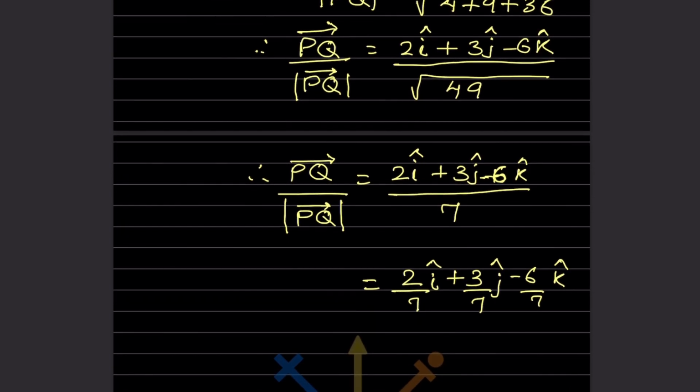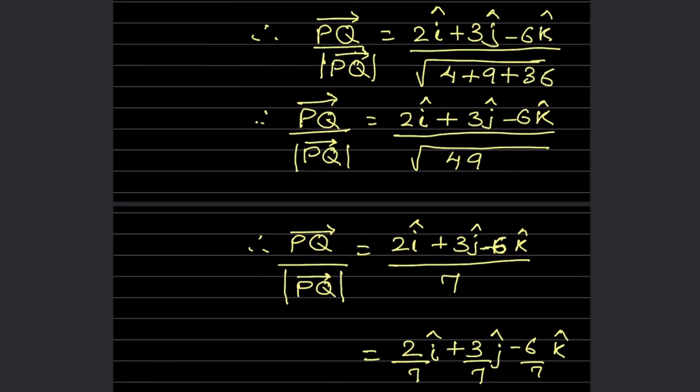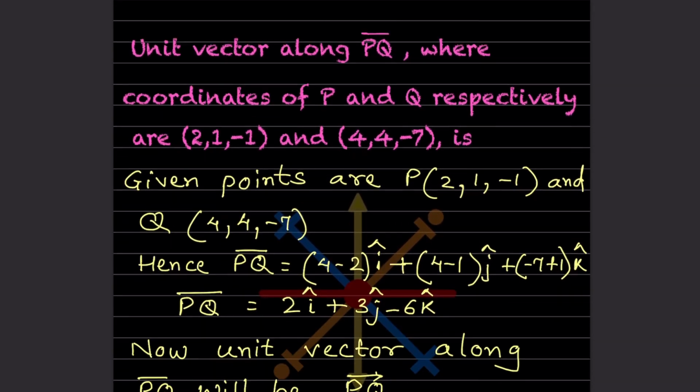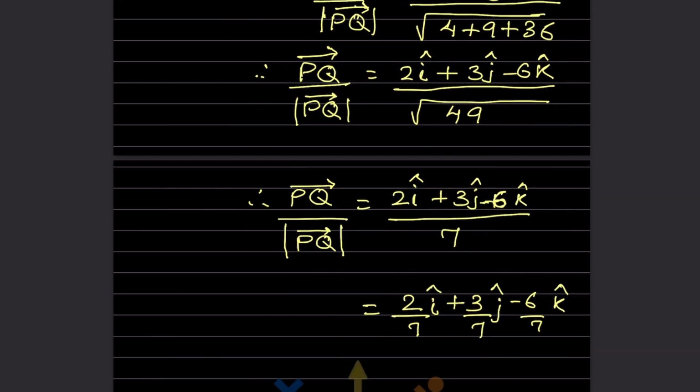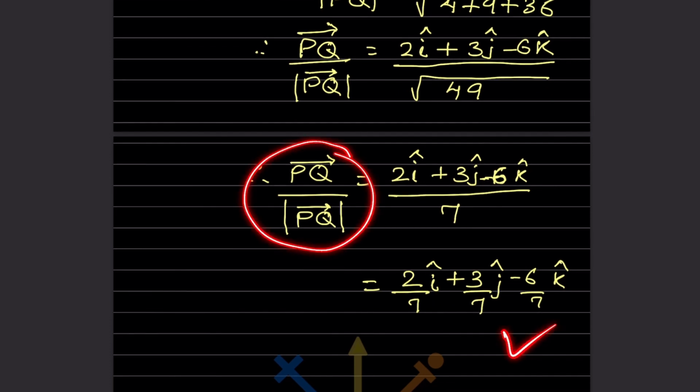So now what you can do here is just separate it. You can write 2 by 7 i plus 3 by 7 j minus 6 by 7 k. So this is what they have asked. This is the final answer.